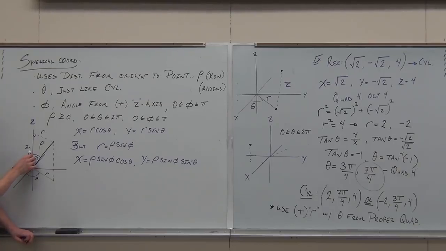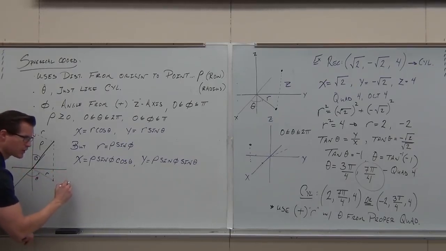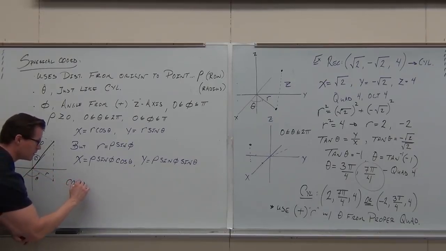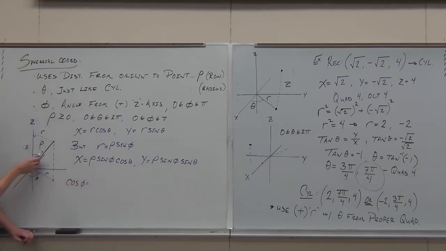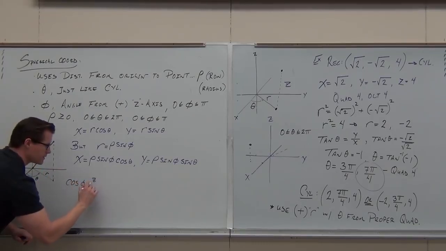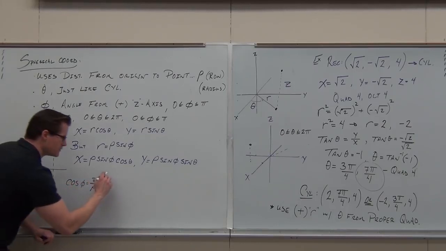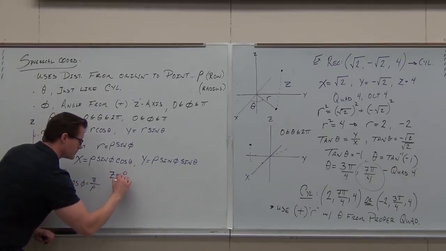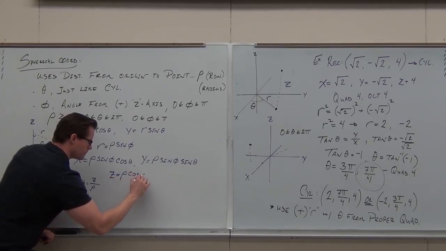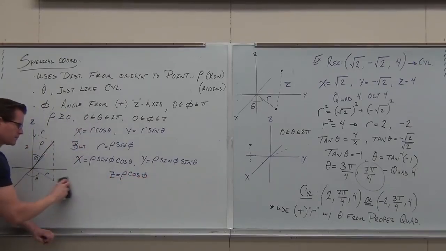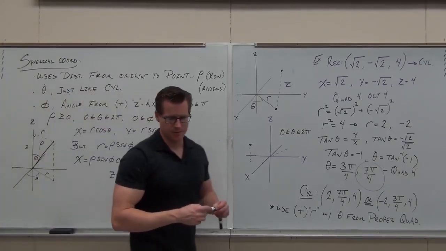This is the adjacent. That's the hypotenuse. Cosine. Do you guys see the cosine I'm talking about? So if I do it for you, if cosine phi equals adjacent over hypotenuse, and I solve for z, we get z equals rho cosine phi.